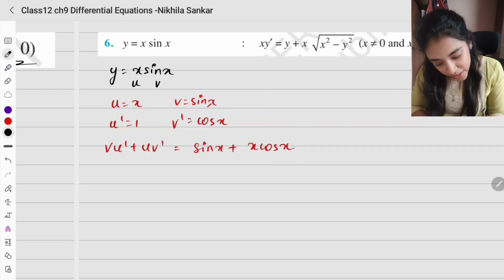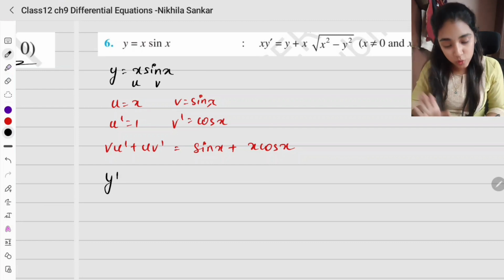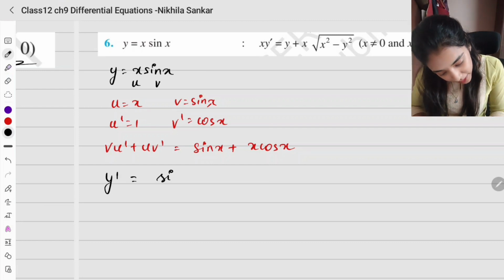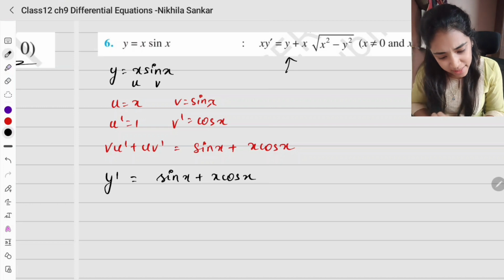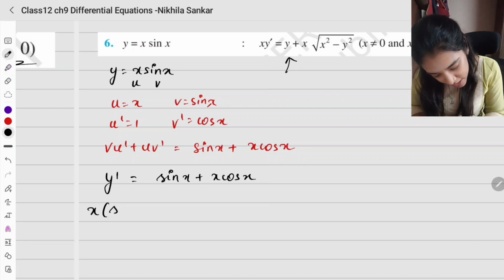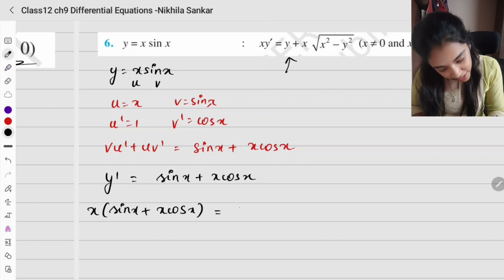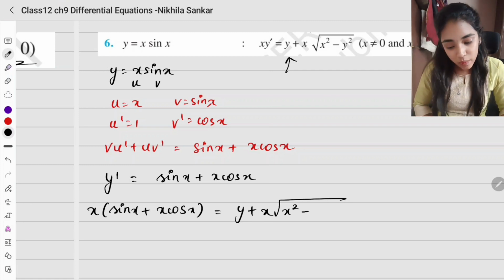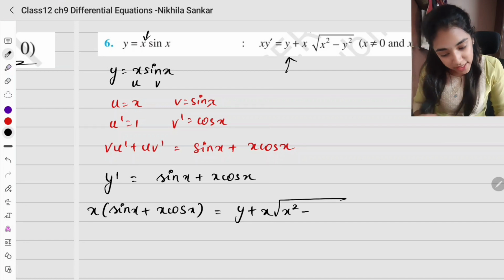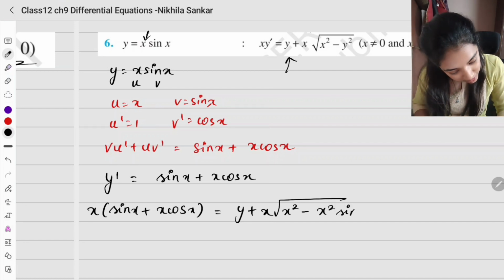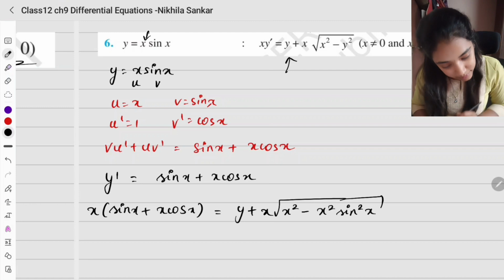This substitute panalama. I have y dash differentiating on both sides. I have y dash equals sin x plus x cos x. So when I substitute it here, what do I have? X times y dash. So x போட்டுக்கலாம். X times sin x plus x cos x equals y plus x times root of x square minus y square. What is my y square? It is going to be x square sin square x.